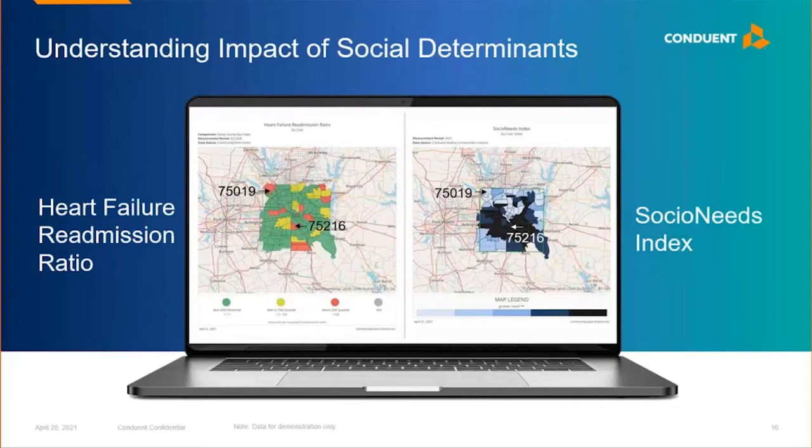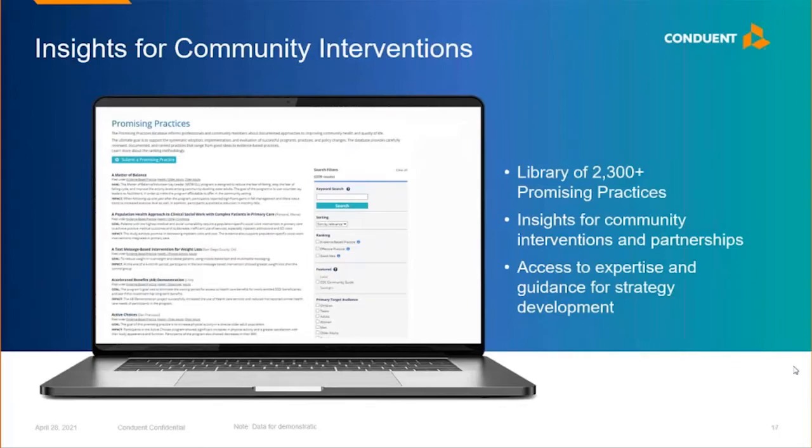Yep. And I think this really points to the need for community interventions that can help improve health in the community before patients come to your doors and after discharge. So you might be asking yourself, how would we know which community interventions work? CommunityVision includes a library of more than 2,300 promising practices that can address a range of identified community health needs. These are practices that have been evaluated and show positive outcomes. You can search the library using keywords or filter based on your target population or geographic type.